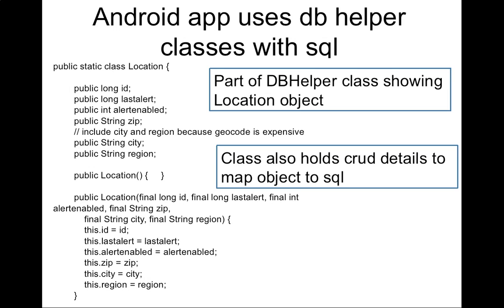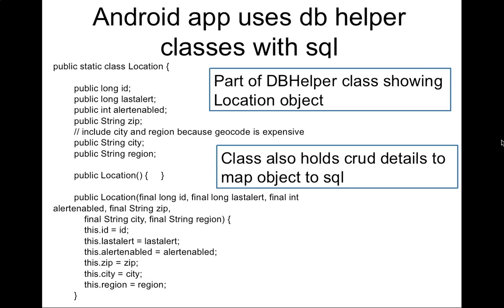So part of the DB helper class is showing the location object. Here we have a location that's part of the DB helper, and it's running through looking at zip code, city, state. We actually haven't talked about location yet. We're going to hit that coming up very soon. But locality is another thing that you can set on the phone and call location objects and change the location.